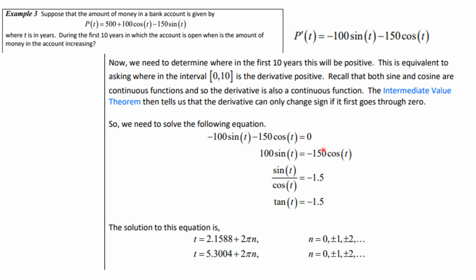So we set the derivative equal to 0. And we end up with that this is when the tangent of t is equal to minus 1.5. Now we're solving this for radians, not degrees. And so these are the solutions that we get, and we'll end up taking the arctan of minus 1.5, and we get these solutions. Now, all of these solutions are not between 0 and 10, and you have to check to see which ones are.